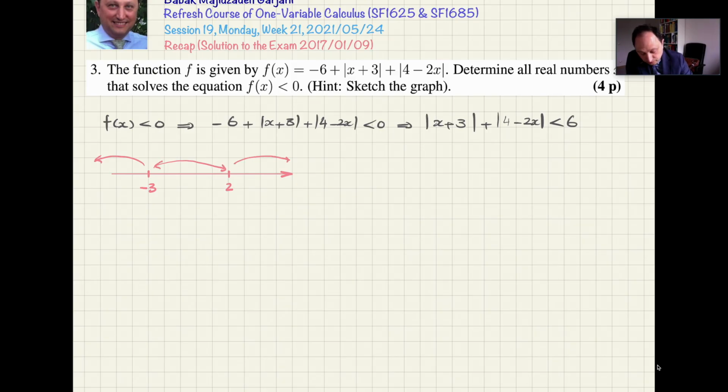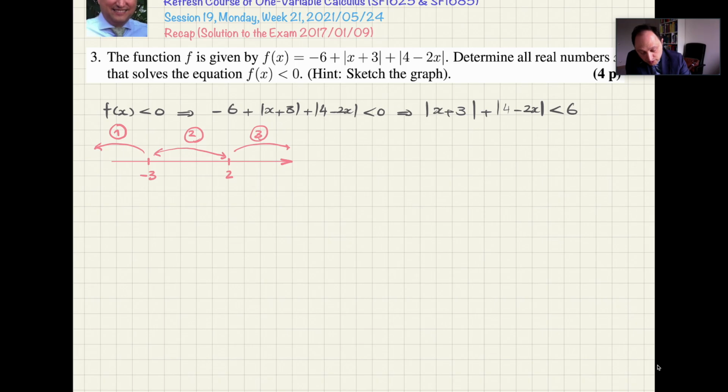Yes? So let me consider it 1, 2, and 3. Okay? So I will consider all the numbers less than -3. What happens in this case? Okay, if I choose x less than -3, then this is negative.